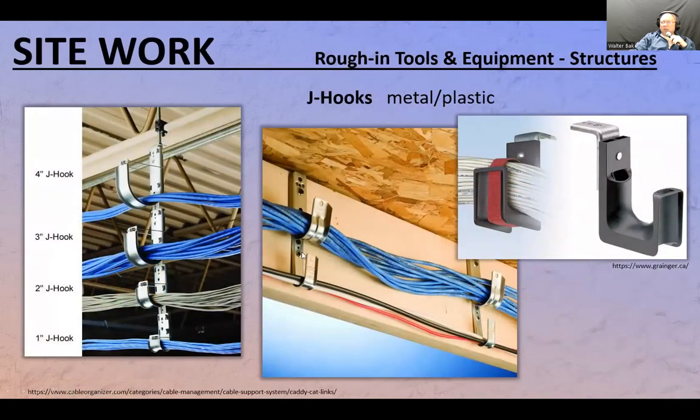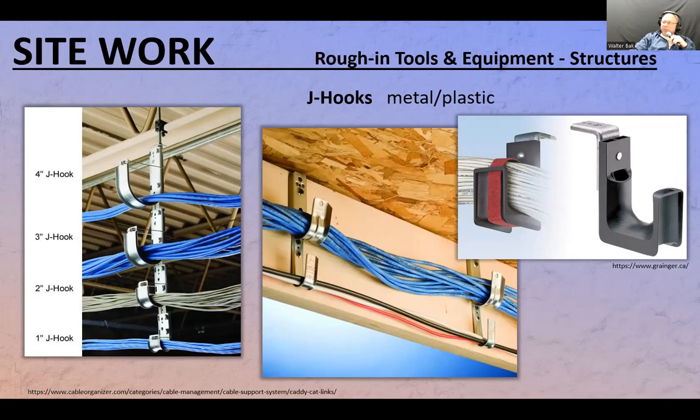Now, remember when I talked to you about the J hooks, they are not supposed to be more than 4 feet apart? And again, it mostly applies to the data wiring. When you have those J hooks suspended further than 4 feet apart, there is a sagging that happens. Cables are going to sag down. And you might care about that or not.